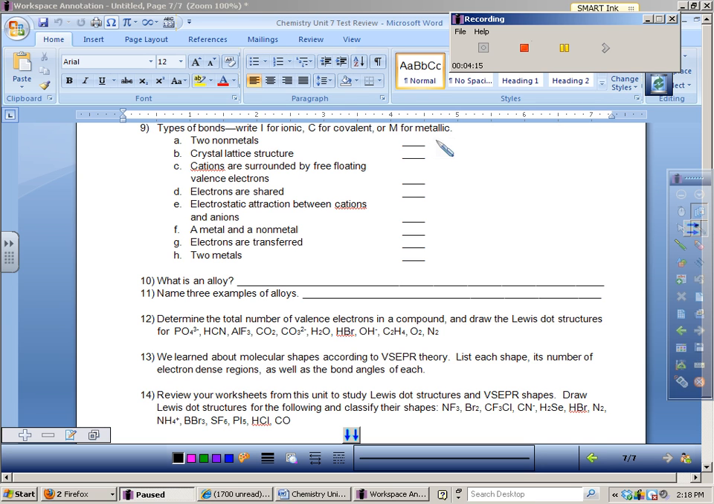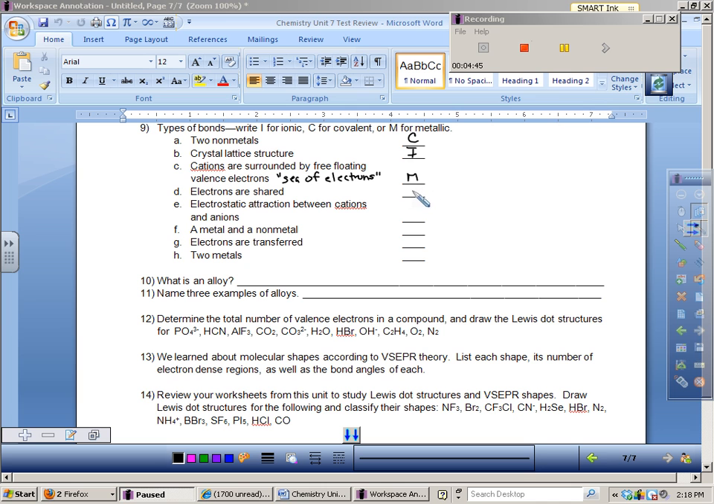All right, let's talk about types of bonds. The type of bond that occurs between 2 nonmetals is going to be our covalent, where we're sharing electrons. Our crystal lattice structure is going to be between ions, charged particles. Cations that are surrounded by free-floating electrons, also known as our sea of electrons. Our group who wants to just chill together is going to be metallic bonds. That's what allows for the conduction of your electricity as well as heat.